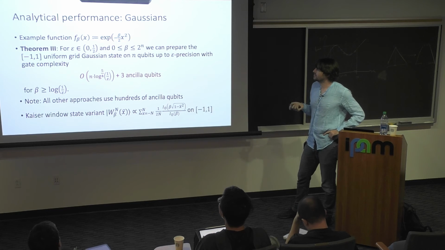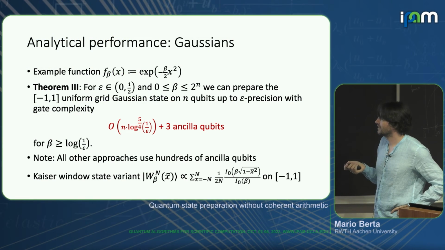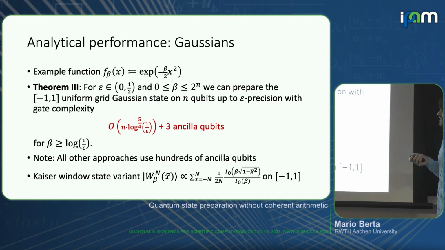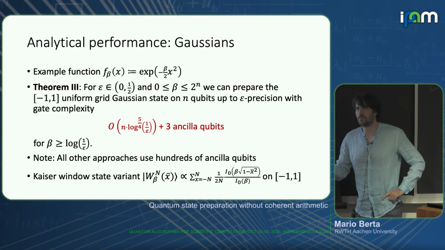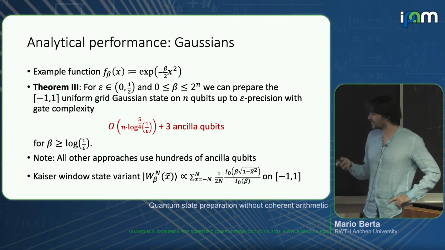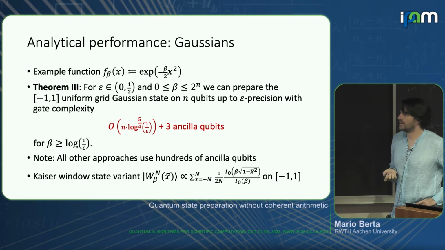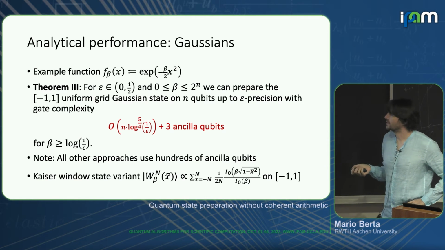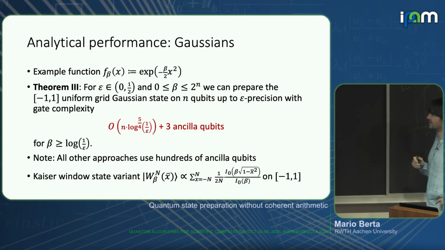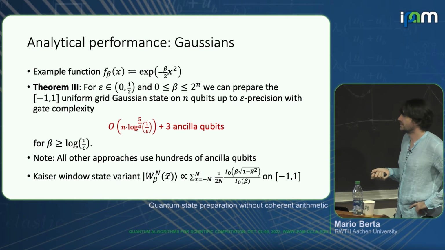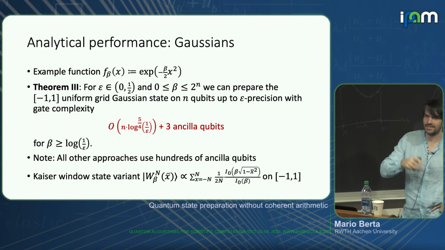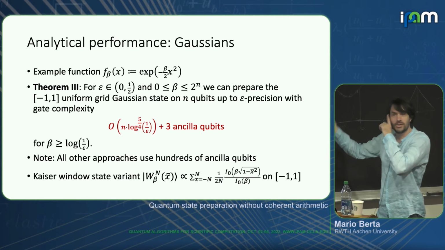Okay, there are some assumptions here, but this gives you the rough scaling. I think Andras, you said you might be able to improve this, but this is the current scaling. If you work out these polynomial approximations and this L2 filling fraction, this is the scaling you get. I think this is basically the best you can hope for: N and log 1 over epsilon. That's very nice. And 3 ancilla qubits, not hundreds of ancilla qubits as in all other approaches. You can also do this for the Kaiser window state, which is important for phase estimation, also in your work here. Anyway, that's a very good example, I think.